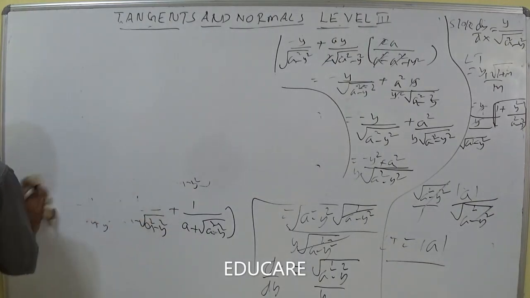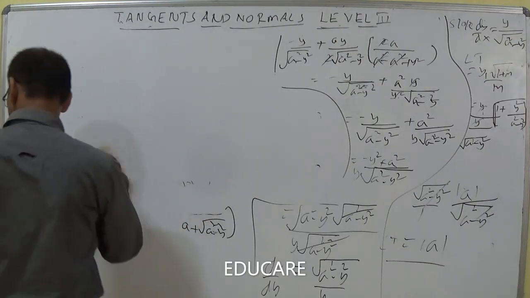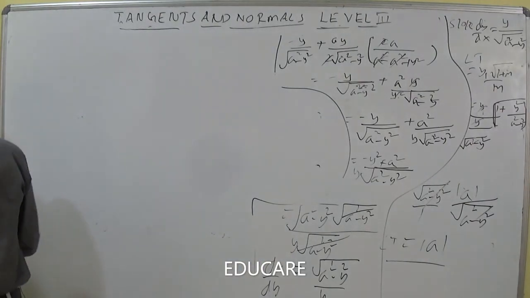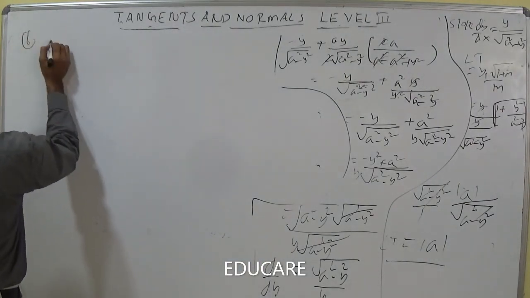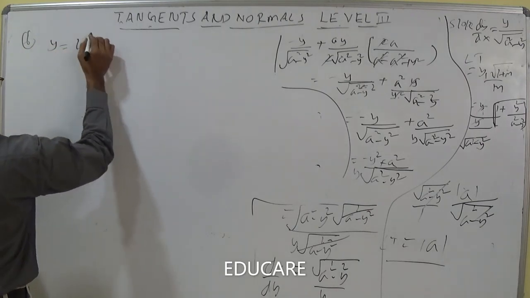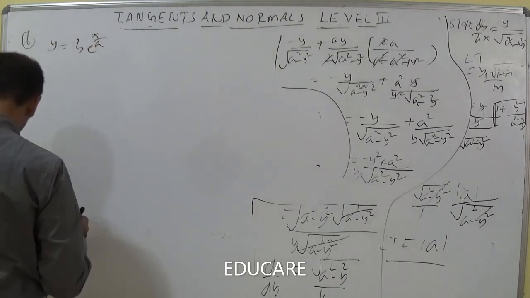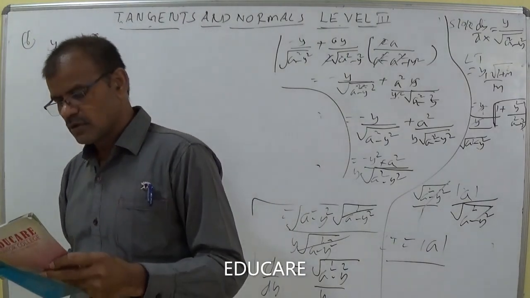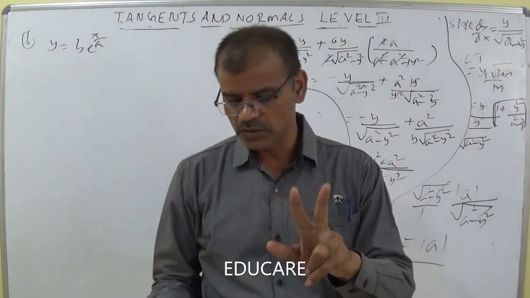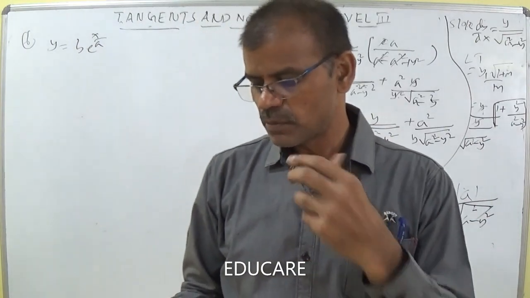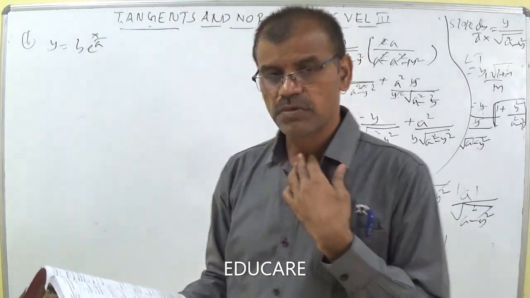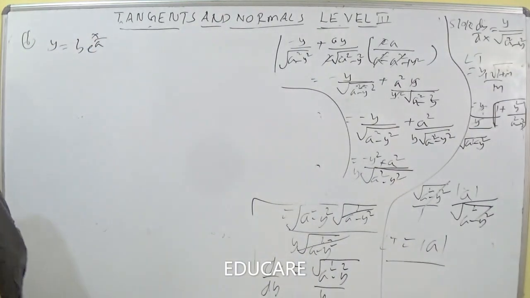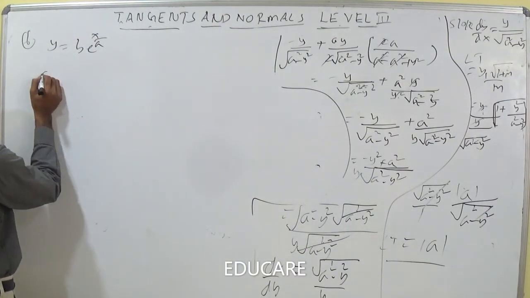Sixth question. In the curve y is equal to b into e power x by a, the question given in AIEEE says subtangent is constant, subnormal varies as the square of the ordinate. We have to check both options.